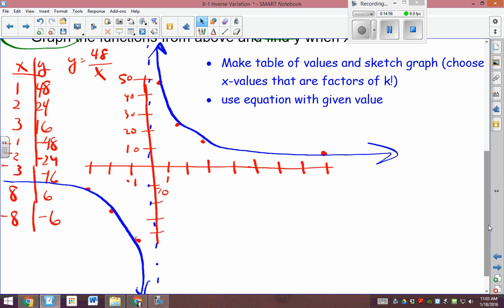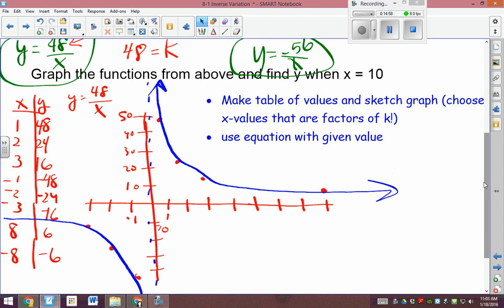Alright, we did have one other thing to do. We graphed the function, so we got that part done. We also had to find the y value when x equals 10. So that's pretty simple. We're given an equation. If you had this on the graphing calculator, you could use your trace button to find that, or we could just plug it in. So if we do that, we're going to get 4.8 for this problem.